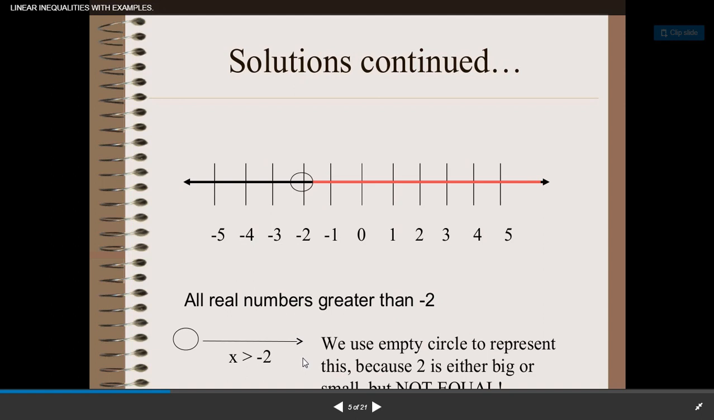Another important thing to be noticed over here is we use an empty circle. You will, in the next slide, see the difference between an empty circle and a solid circle. An empty circle entails that the value at that point is not included in the solution set. So the value -2 is not included in the inequality. And rightly so, because the inequality says x is all the values which are greater than -2. So which means -2 is not included in the inequality.